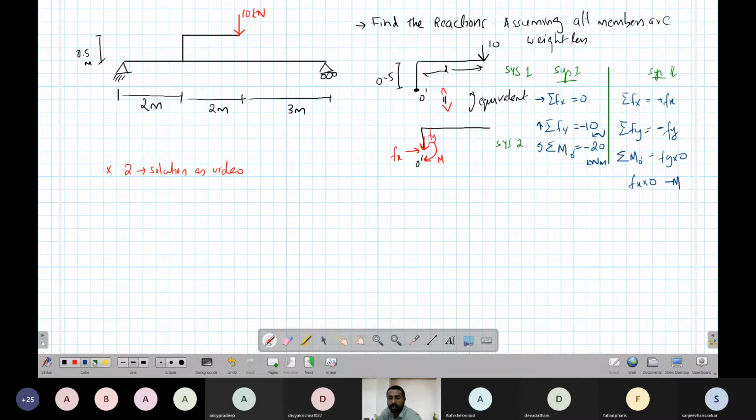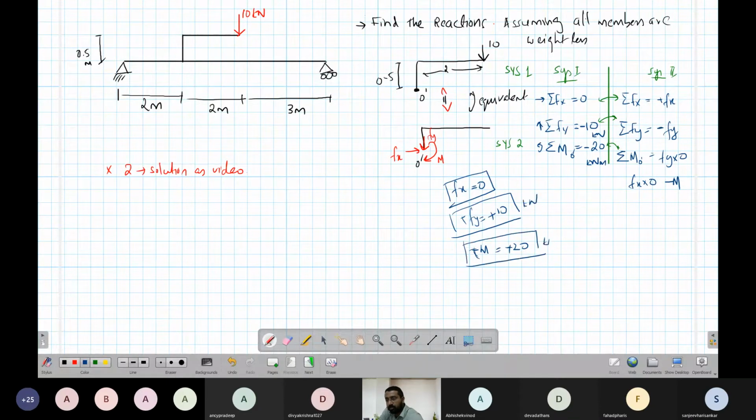Now what we will do is equate these. We will get Fx is equal to 0. Minus Fy is equal to minus 10, so Fy equals 10. And minus M equals minus 20, so M equals 20. This is in kilonewton, and this is kilonewton meter.